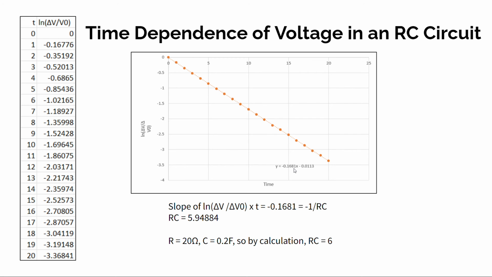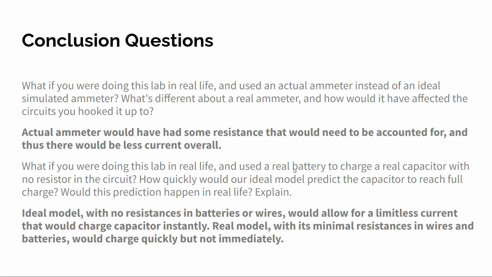And when we plugged in our values, we got that RC is approximately equal to 6, which falls in line with our initial hand calculations, as we used a resistance of 20 ohms and a capacitance of 2 farads. Our hand calculations show that our RC should be 6, so this is in line with our experimental data.